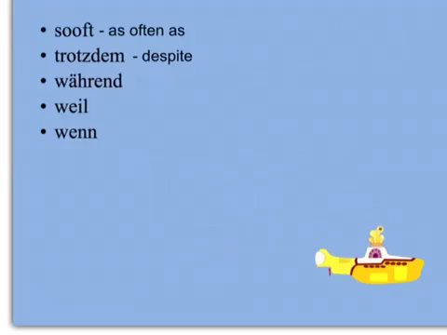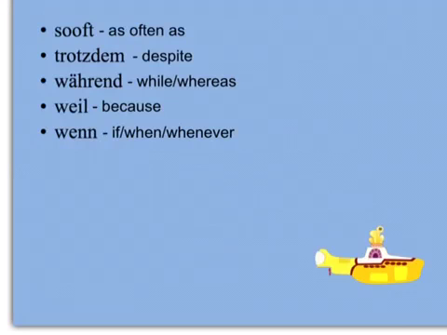Trotzdem, despite. Während, while or whereas. Weil, which you should be very familiar with since year 9 and 10, for because. And wenn, meaning if or when, in the sense of whenever something happens. Now to what we need to do when using them.